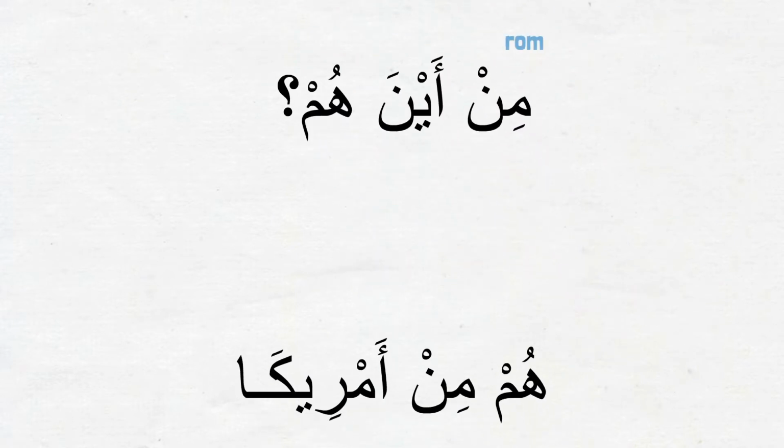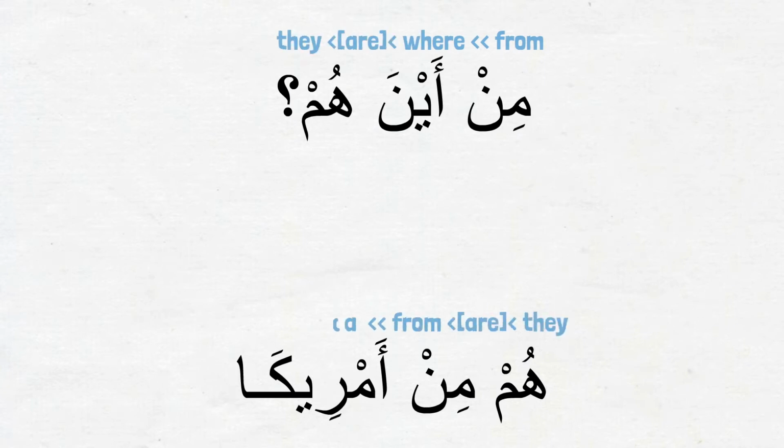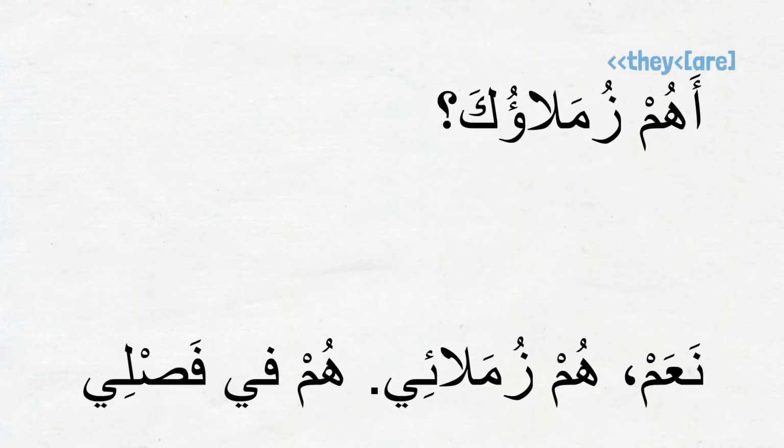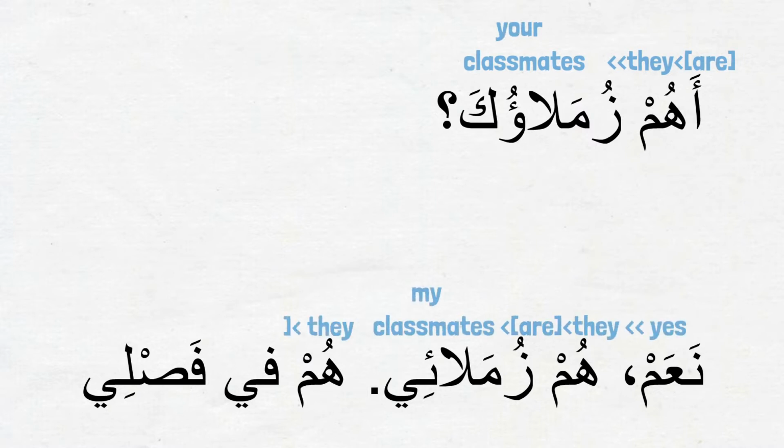The next question is, من أين هم? Where are they from? هم من أمريكا. They are from America. أهم زملاؤك? Are they your classmates? نعم, هم زملائي. هم في فصلي. Yes, they are my classmates. They are in my class.